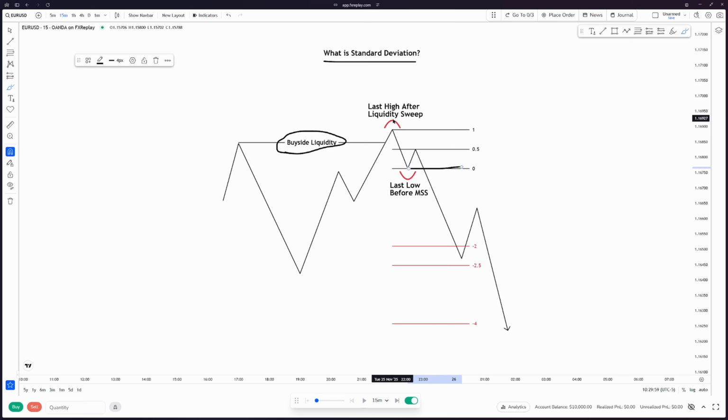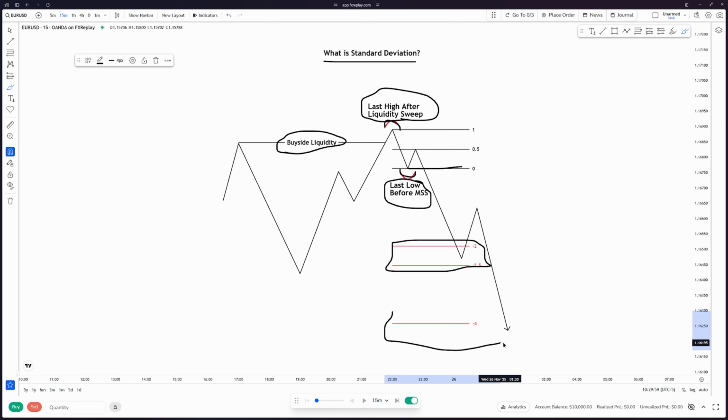But from where? We have to apply this tool from the high, which was the last high after the liquidity sweep, to the low, which was the last low before the market structure shift. This high and low are called the manipulation leg. And once you apply this tool, it will give you some projections, like these 3 levels you can see.